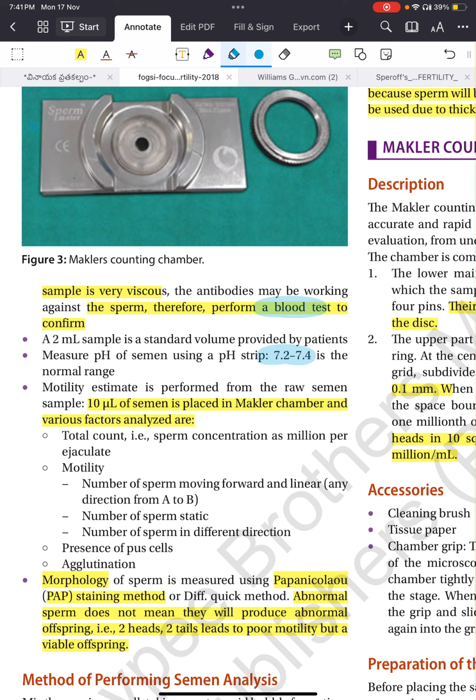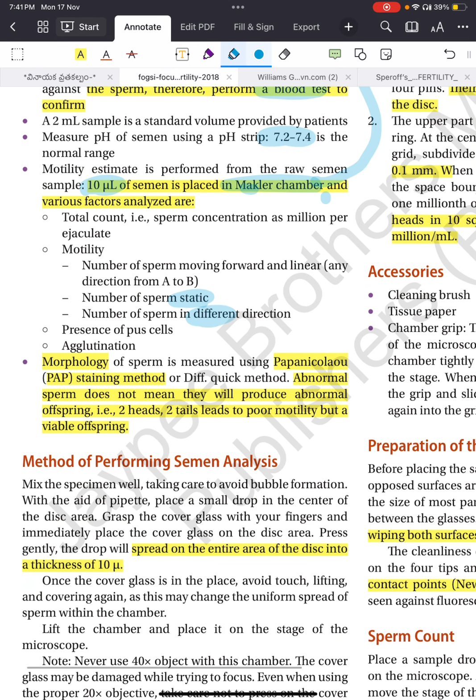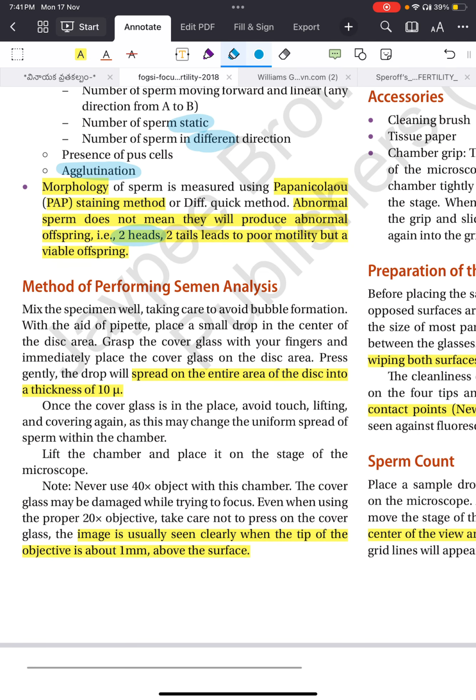Motility estimation is performed from the raw semen sample. Let me show how to see the motility. You will take 10 microliters of semen in a Makler's chamber. See, this is Makler's counting chamber. Then you will see how to count motility, that is the number of sperm moving forward and linear, static sperm, and sperm moving in different directions. We also see pus cells and agglutination, which is site non-specific and specific. Morphology of the sperm is measured using Pap staining. Abnormal sperm does not mean that they will produce abnormal offspring. If the sperm has two heads, it can still produce offspring, and there is no abnormality in the offspring.